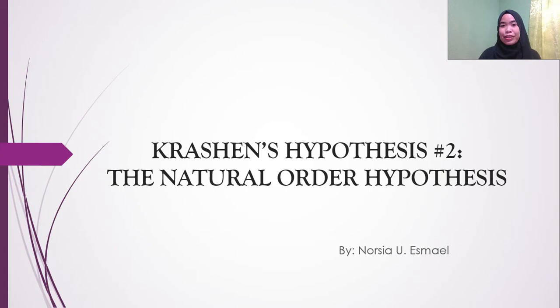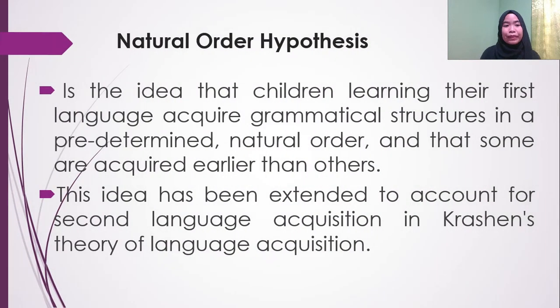I am Narcia Yuasmel, and today I will discuss the second hypothesis of Stephen Krashen, which is the natural order hypothesis. The natural order hypothesis is the idea that children learn their first language, acquiring grammatical structures in a predetermined natural order, and some ELL students acquire the grammatical structures earlier than others. This idea has been extended to account for second language acquisition in Krashen's theory of language acquisition.